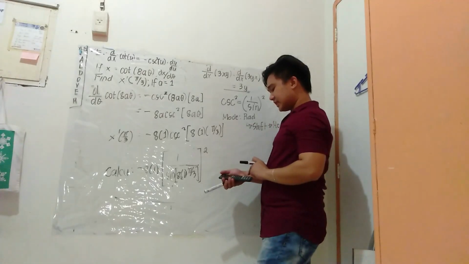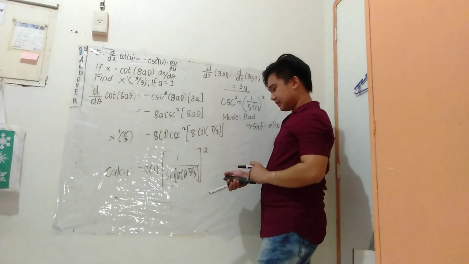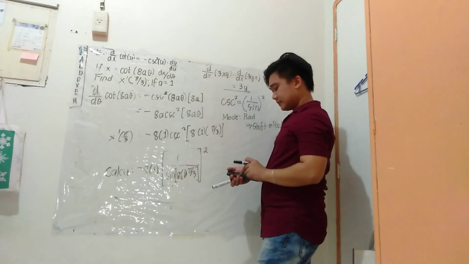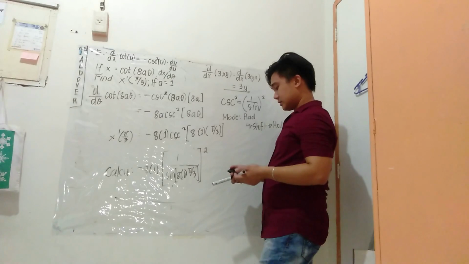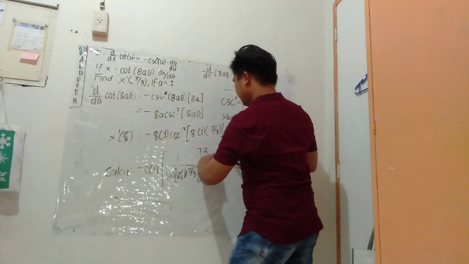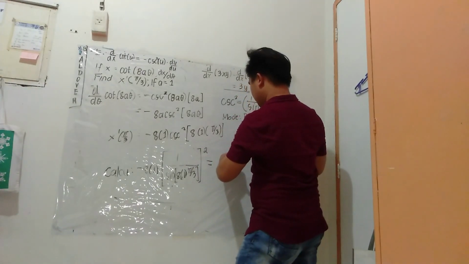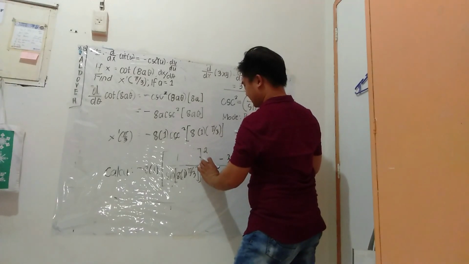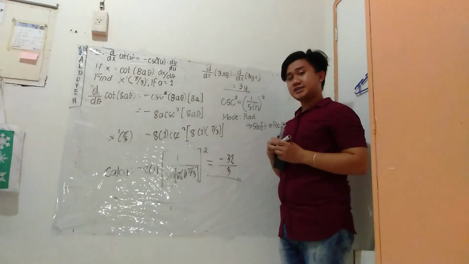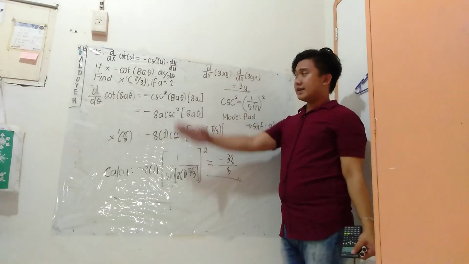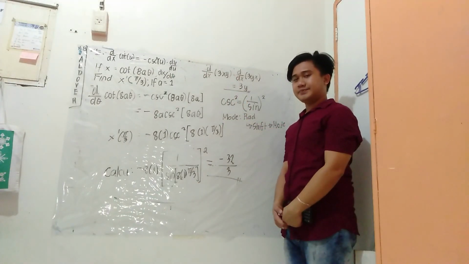At kapag tinype yun sa calcu ko, negative 8 times 1 times pi over 3, ang magiging sagot po ay negative 32 over 3. Okay? So, yan na po ang ating final answer. So, ganyan lang yung pag-i-evaluate, okay? So, copy your notes.